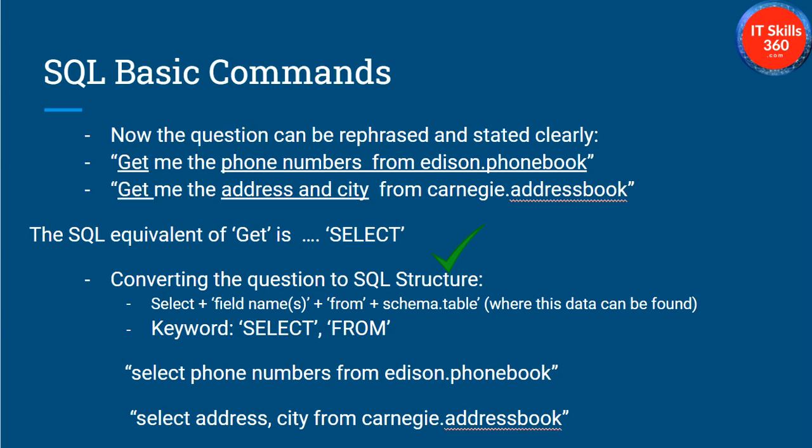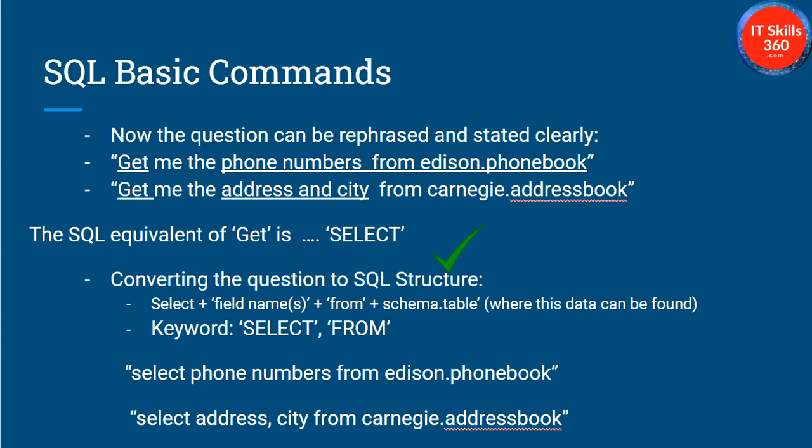We'll leave from as it is, like in the English language. Then we create the specification of where to find it, which is our schema dot table structure, Edison.phone book. So if you write select phone number from Edison.phone book, it reads like a sentence, like we are asking a question, but the computer can interpret it and understands what we are asking for and where to find it.